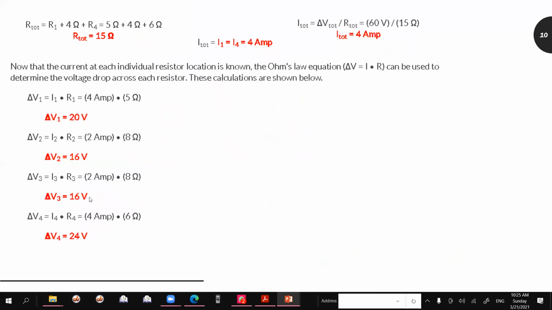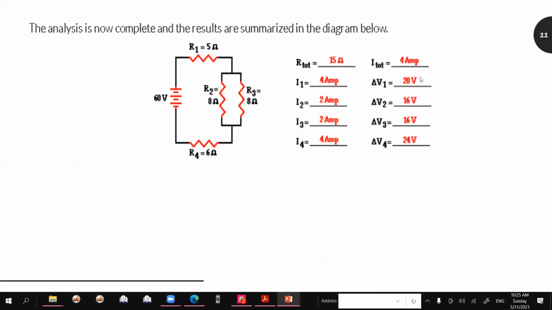So here are the steps how to find them, and here are the answers. Okay, that's it.